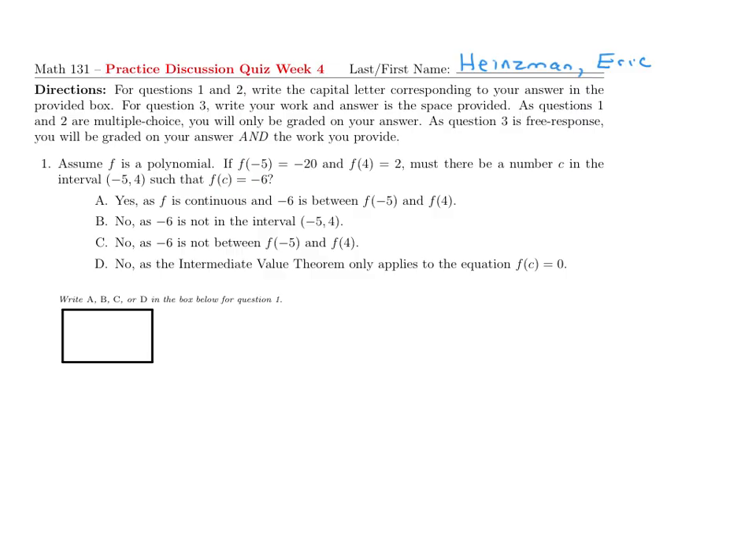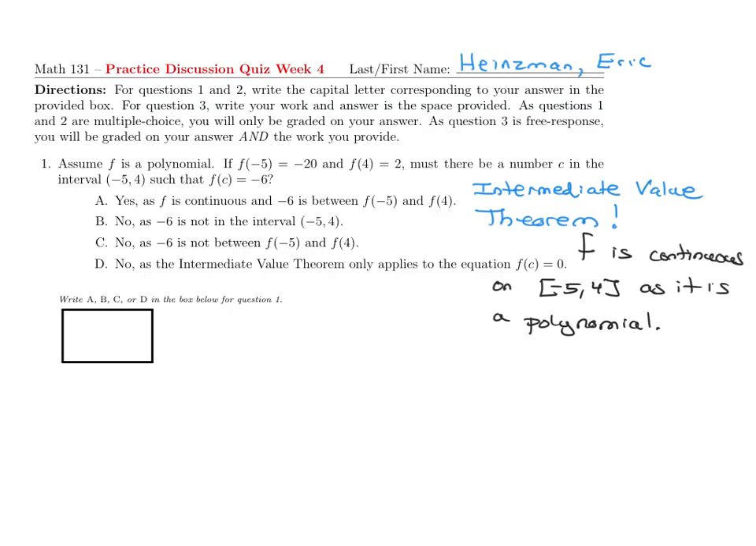This appears to be an intermediate value theorem question. For this theorem to apply to this function, f must be continuous, and it must be continuous on the closed interval from -5 to 4. Is that true? Well, the answer is yes. Polynomials are continuous everywhere, and therefore it must be continuous on this interval. Since I know that this theorem applies, I'm going to try to draw a simple picture that illustrates what's happening with the numbers given in this problem.